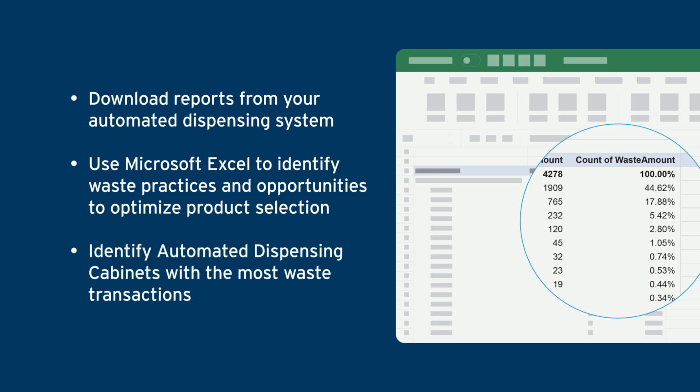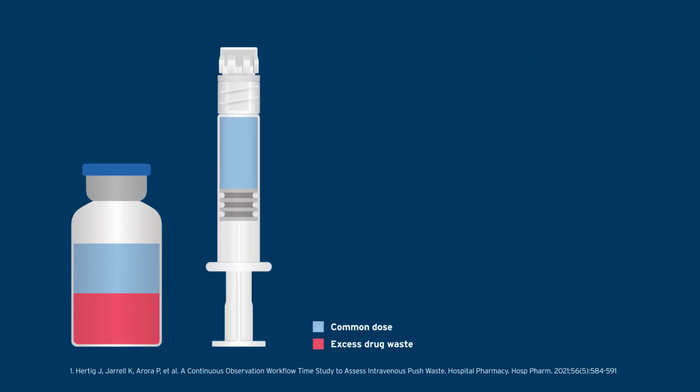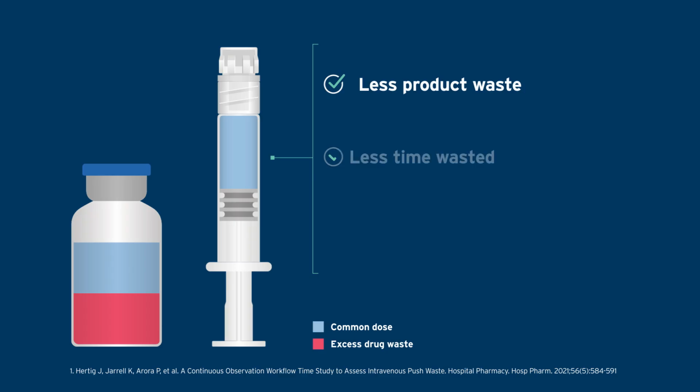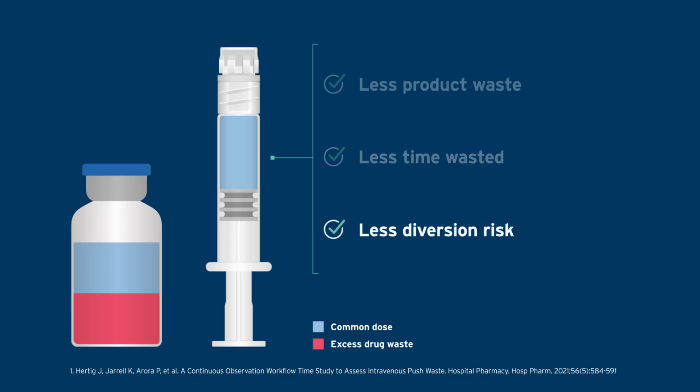Identify automated dispensing cabinets with the most waste transactions to better align your inventory with clinical practice. Benefits of optimizing product size, taking special note to match product availability that closely aligns with commonly ordered doses of controlled substances, include less turnover of controlled substance waste disposal systems, less pharmacy time devoted to reconciling discrepancies in waste, along with nursing time devoted to the wasting process. Fewer waste events, which helps minimize the risk of diversion.